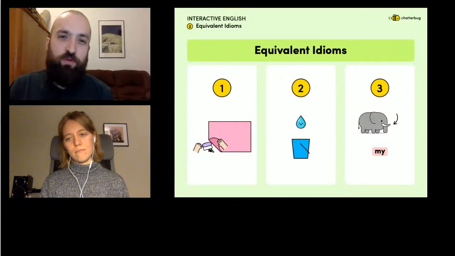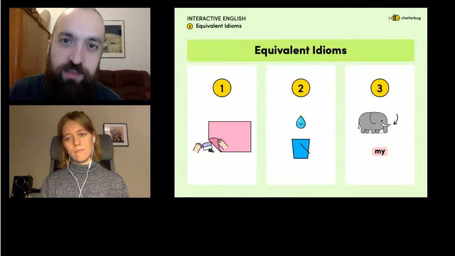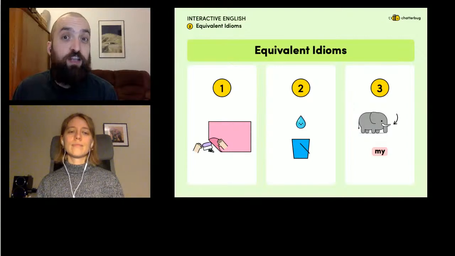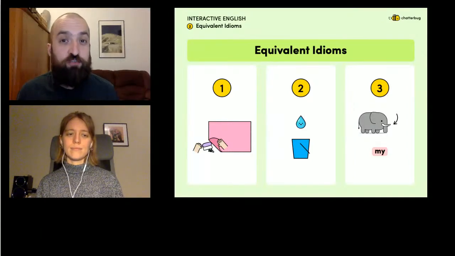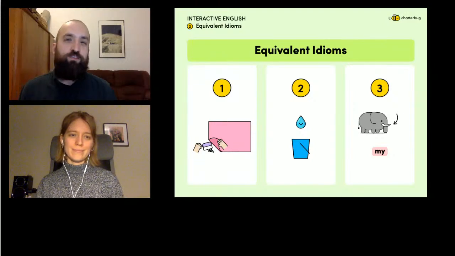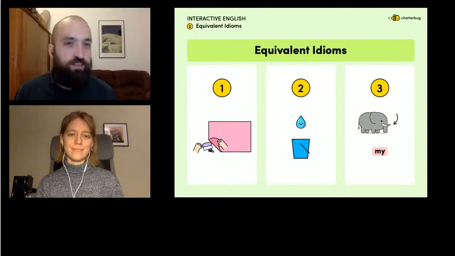Okay, and the last one, it's something to do with a horn. That's why the arrow is pointed, and what it means is to take a lot of pride in your own achievement and to almost brag about it or talk about it. Toot my horn. That's right, to toot my own horn. And do you know what it means?